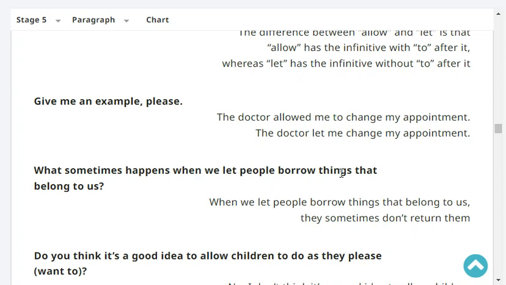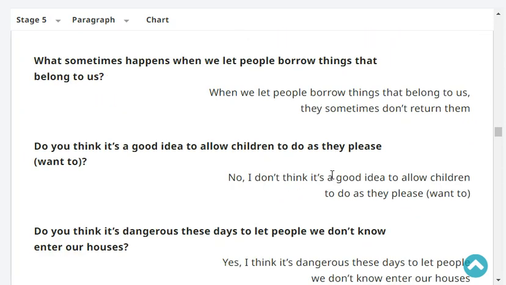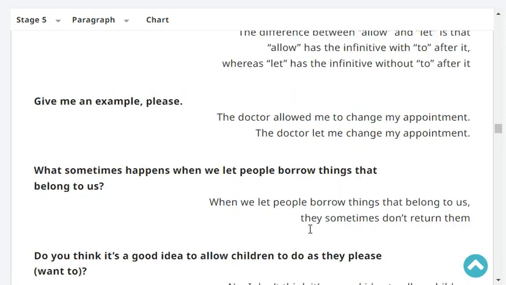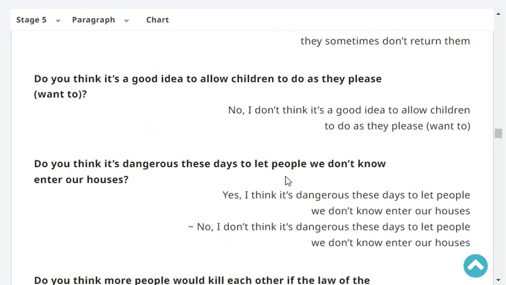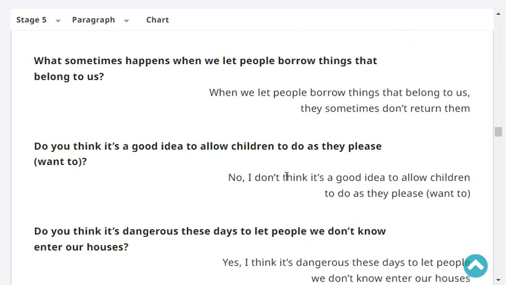The doctor allowed me to change my appointment. The doctor let me change my appointment. Right. What sometimes happens when we let people borrow things that belong to us? When we let people borrow things that belong to us, sometimes they don't return them.